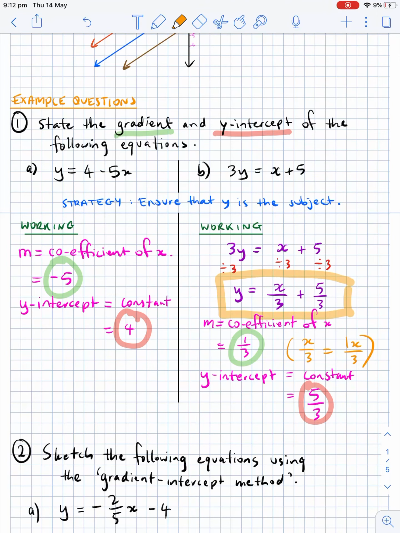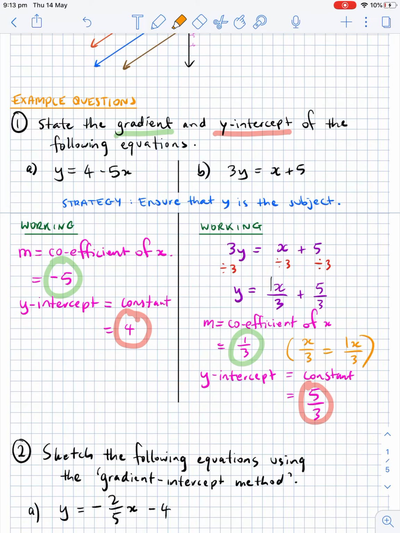This is in gradient intercept form because we've got y as the subject. So m is the coefficient of x. So we look at this and we think, what is our coefficient of x? Well, I know for a fact that x is the same as 1x, so I could change it to a 1 in front. And so therefore the coefficient is going to be 1 over 3. You've got to make sure you consider your denominators as well. Okay, so our gradient for this equation is going to be 1 over 3. The y-intercept is our constant, and our constant is going to be 5/3.